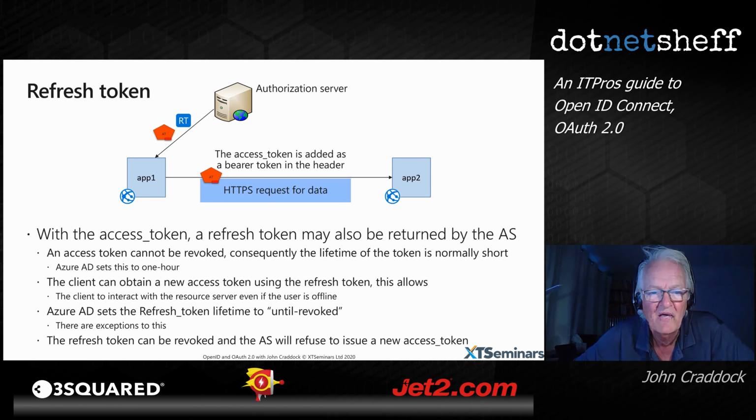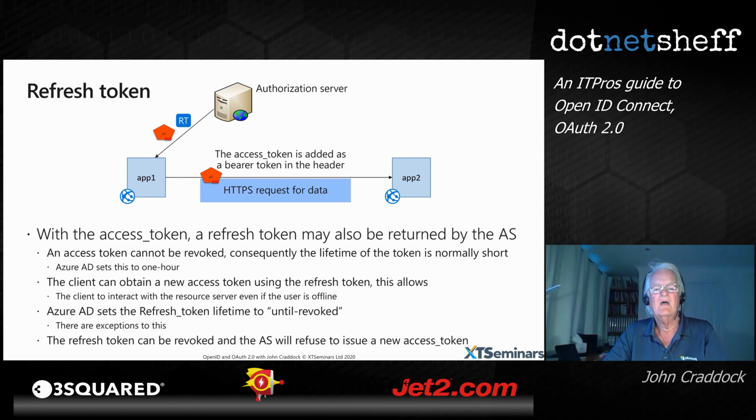Well, if you just went back with the access token, you wouldn't get a new one. But what you can have is a refresh token. As part of getting an access token, you can get a refresh token. And that refresh token effectively has an infinite lifetime. There are exceptions to it, but normally it's until revoked. So every 1 hour, I go back to the authorization server and say, please, can I have a new access token? And here's the refresh token. The refresh token is validated, and then a new access token is issued.